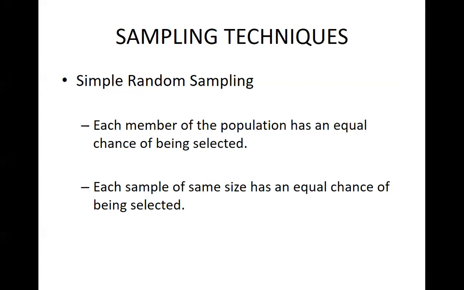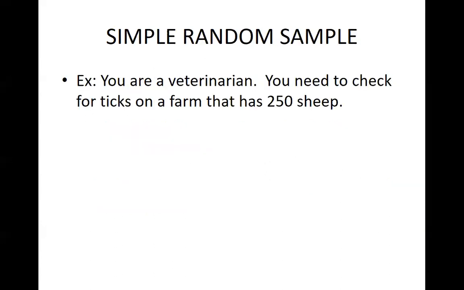And so each sample of the same size has an equal chance of being selected. So instead, if we divided maybe into groups and I were going to choose one group, I would still have to have those groups be the same size, and each one of the groups would need an equal opportunity to be selected.